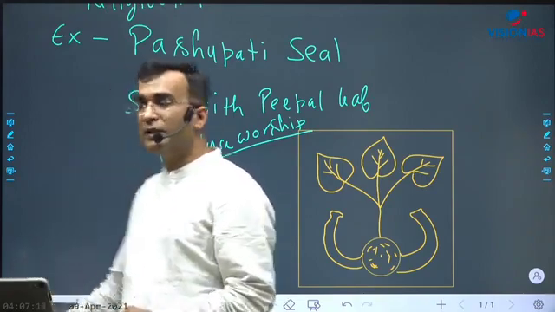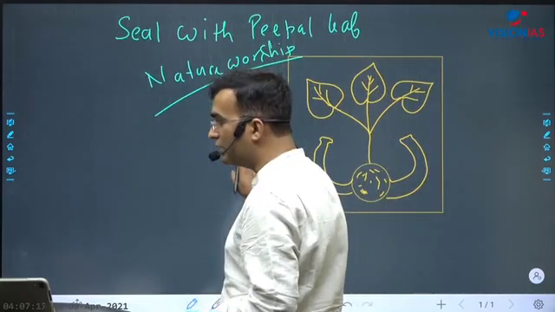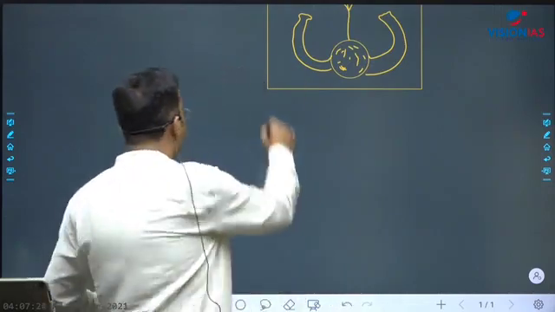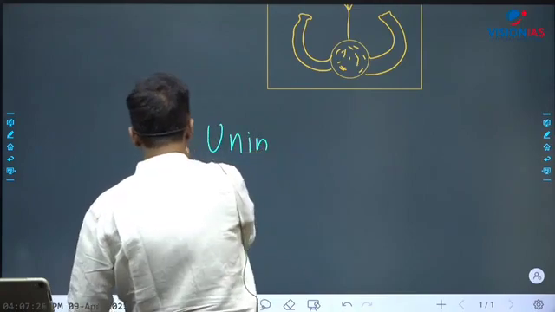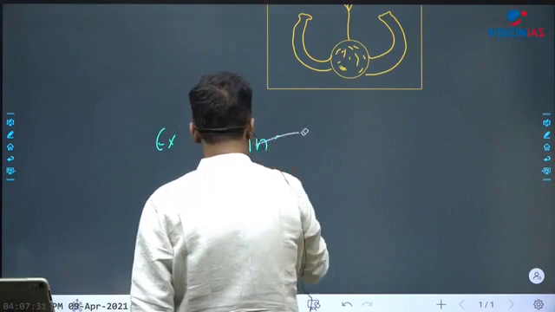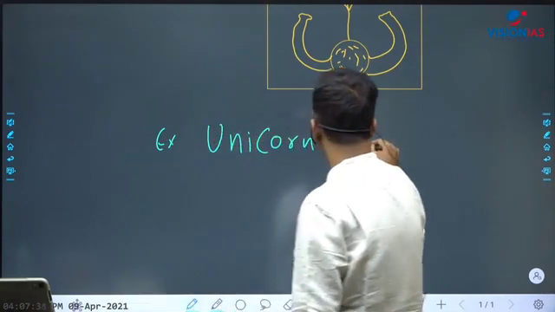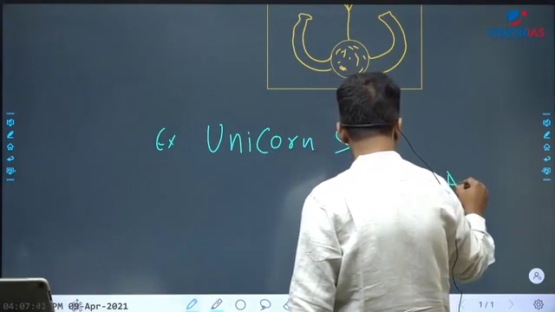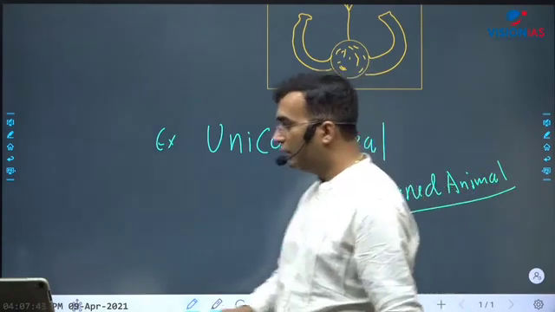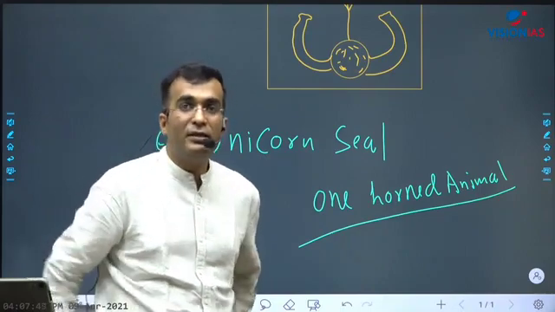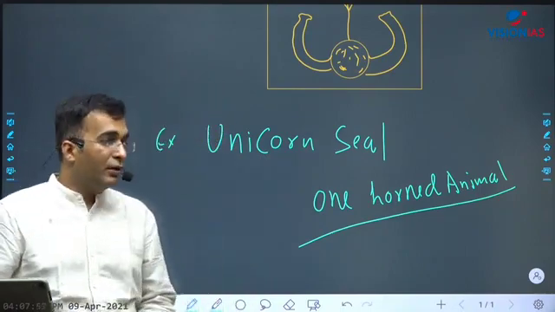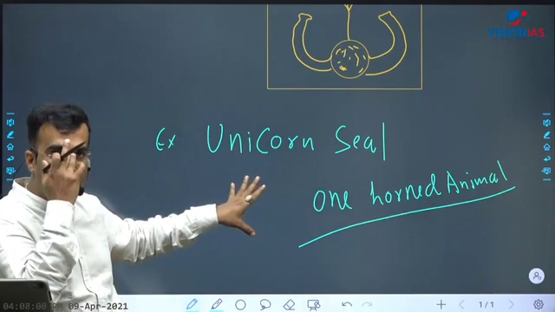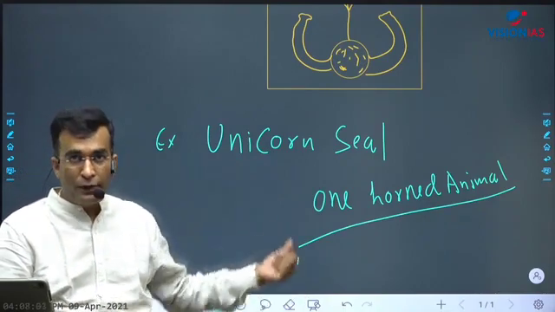Then there is one more example of an animal, the concept of cohabitation in Indian society, and particularly in the Indus Valley civilization. There was one animal which was often represented, one more example, the unicorn seal. This was an image of a one-horned animal. No such animal is now available on this planet Earth, but it was the most prevalent seal found from the Indus Valley civilization, and it indicates towards the worship of the animal also.